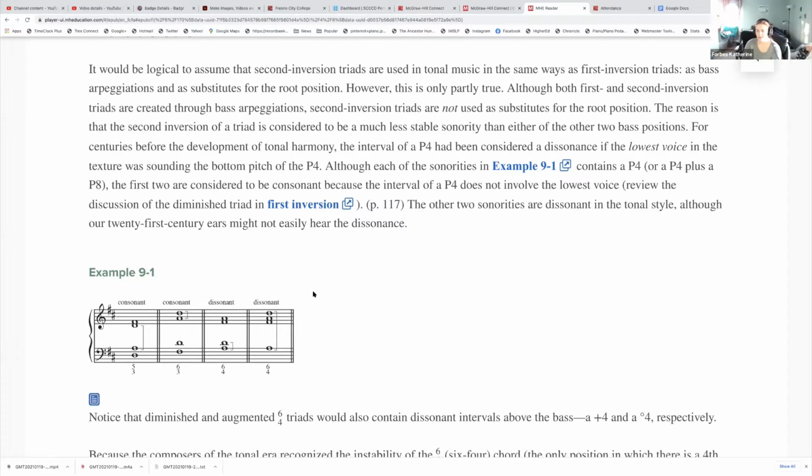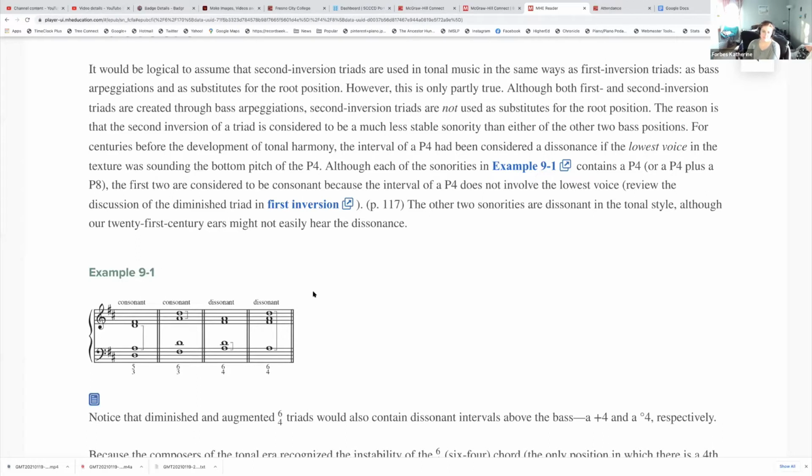We're going to have to hear the examples first. That's number one, which they call consonant, because the fourth is in the middle and the bottom forms a fifth. By consonant, not dissonant. Okay.